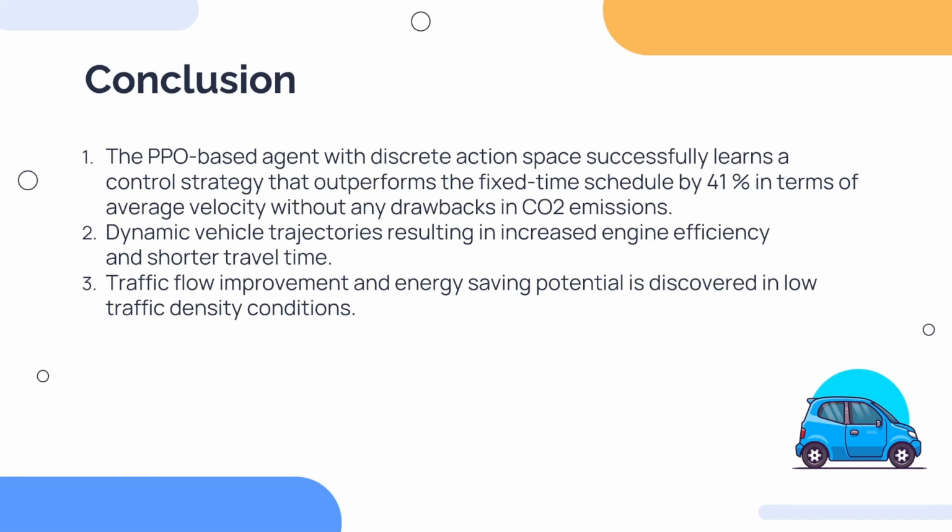In conclusion, the PPO-based agent with discrete action space successfully learns a control strategy that outperformed the fixed time schedule by 41% in terms of average velocity without any drawbacks in CO2 emission. Besides that, the dynamic vehicle trajectory can increase engine efficiency and reduce travel time. Also, the traffic flow improvement and energy saving potential is discovered in low traffic density conditions.